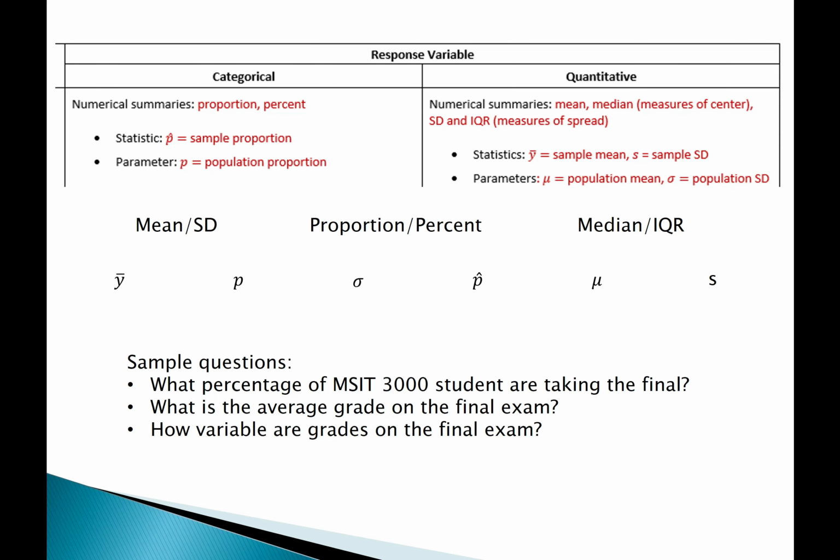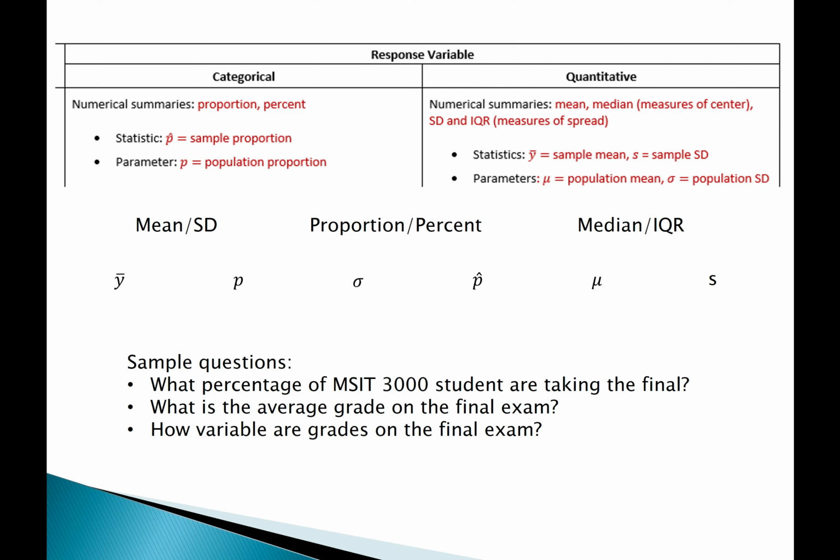All right, check and see how you did. So on the categorical side, that's going to be summarized with proportions and percents. So a question like what percentage of MSIT students are taking the final, that would be a question about a categorical variable. So notice we use p hat to describe the sample proportion. It's a statistic because it describes the sample, and we use just regular p to describe the population proportion. If it describes the population, then it's a parameter.